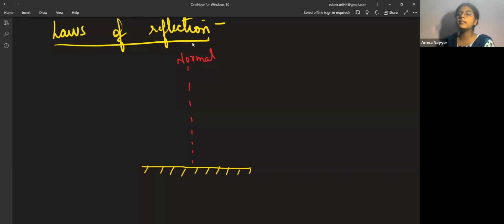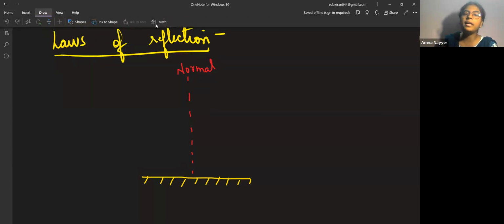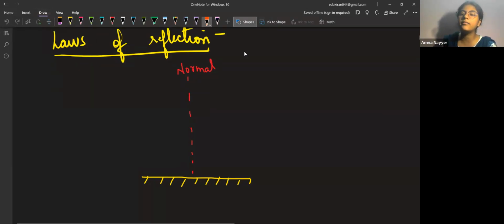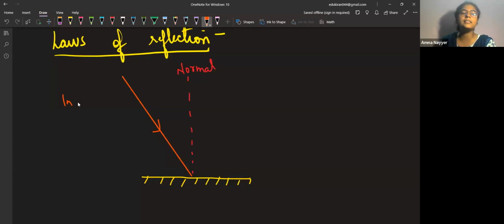So the normal is a must. The normal is a line drawn at 90 degrees, perpendicularly. Whenever we are dropping an incident ray, remember the incident ray is the ray which strikes first. So a ray of light has struck it. What do we call this? We call this the incident ray.